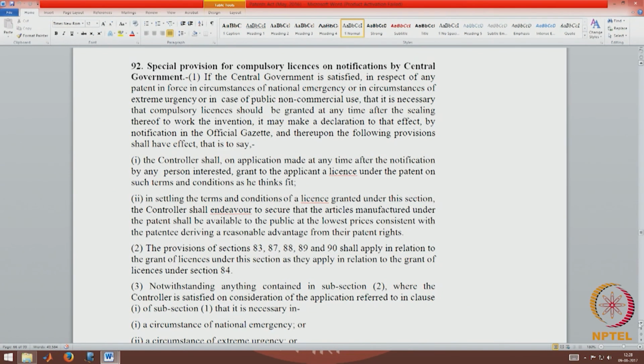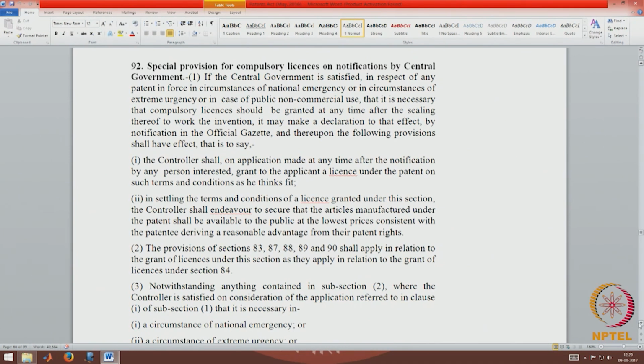In settling the terms, he shall ensure that the patented article is available at the lowest price, and also ensure that the patentee gets a royalty, because in every compulsory license what the controller is in effect allowing is the use, the manufacture and sale of the patented product by a third party other than the patentee. This is the effect of a compulsory license.